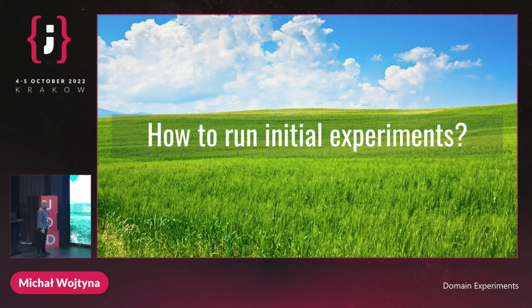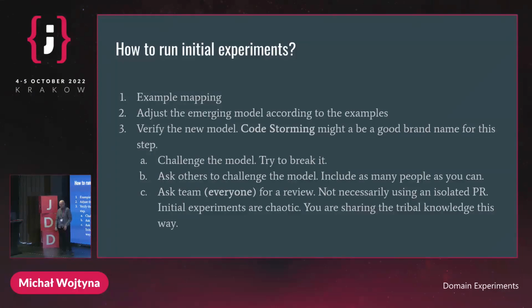OK, so let's focus on the initial experiments, working on the greenfield. So how do we run these initial experiments? I usually start with the example mapping, when you're trying to take some stories, some scenarios, and then write concrete examples of how the system should behave. So kind of similar to the BDD approach, but not necessarily with such discipline.